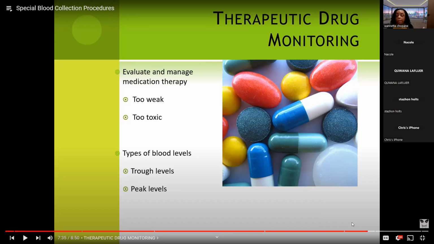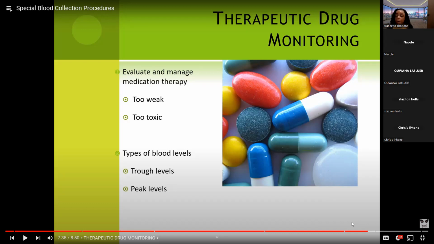You're going to draw the blood, the results are going to come in, it's going to be a number, and it's the doctor's responsibility to know, okay, we're in the therapeutic range versus it being too weak or too much. If it's too weak, the doctor knows to bring up the dosage. If it's too much, the doctor knows to bring the dosage down.